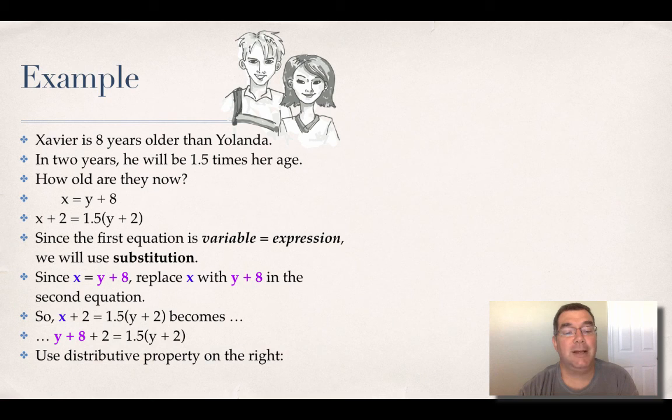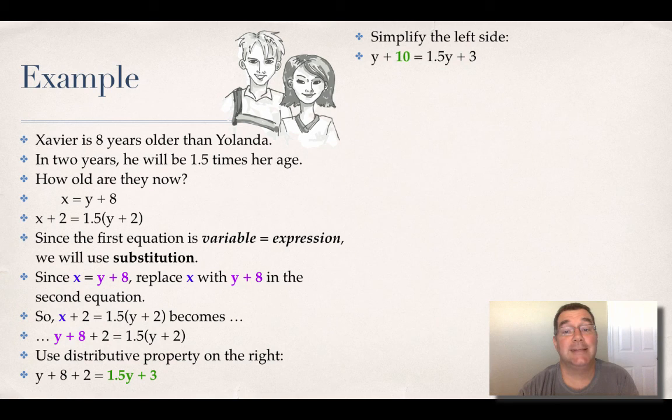Okay, so on the right, I've got distributive property. I've got 1.5 times a set of parentheses. So that will be y plus 8 plus 2 equals 1.5y plus 1.5 times 2, which is 3. All right, now let's simplify the left side because I see that 8 plus 2, and I know that that is 10. Now I've got y's on both sides, and I only want y's on one side, so I will add negative y to both sides so that it is gone from the left-hand side and only shows up on the right. So I have 10 left on the left-hand side, and I just have 0.5y plus 3 on the right-hand side.